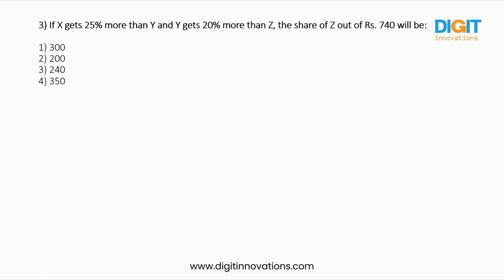The next one: if x gets 25% more than y and y gets 20% more than z, the share of z out of rupees 740 will be? So there is a total amount of 740. Some amount is given to x, y, and z. They are asking what is the share got by z. Let us take the share z is going to get as a. Let us write the sentences in equation form.